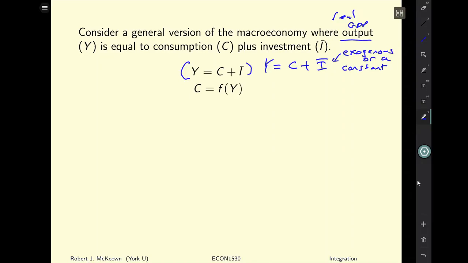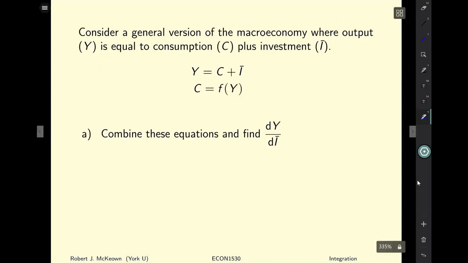The next equation tells us what consumption is. I'll talk a little bit more about that later. Now, the first question asks us to combine these equations and find how output is changing when investment changes. So we're going to find the derivative. So let's get started. We've got Y is equal to C plus I bar. I'm going to replace C with f of Y. So we get f of Y plus I bar.